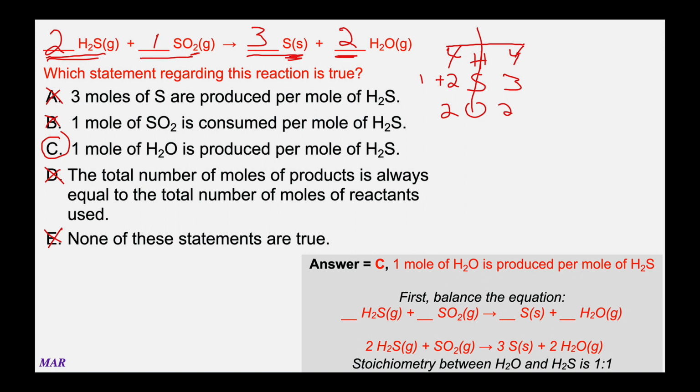So when you balance this reaction out, 2 H2S plus 1, the invisible 1, SO2 makes 3 S plus 2 waters, and the relationship between H2S and H2O is 2:2 or 1:1. Good to go.